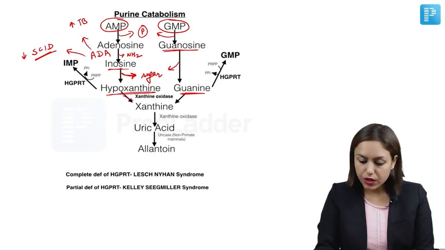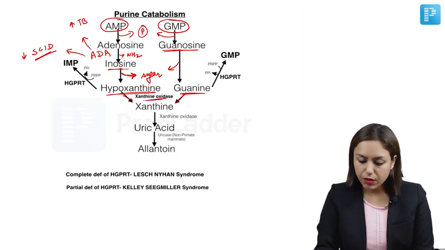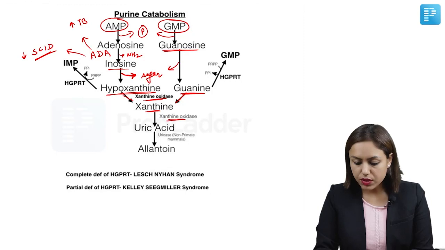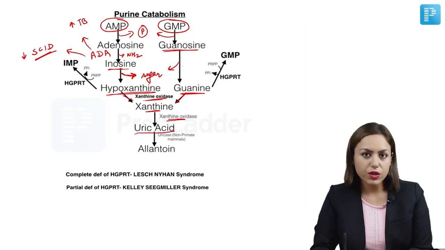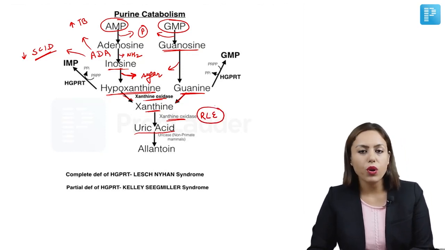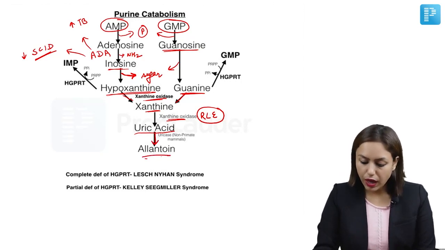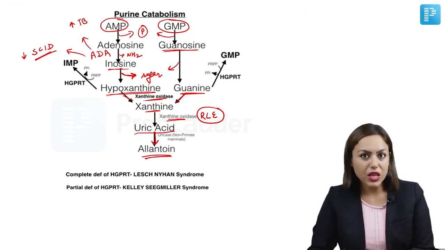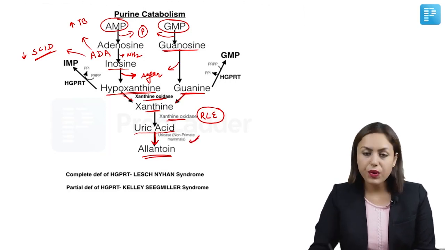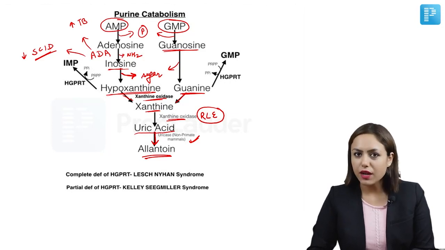Now both hypoxanthine and guanine are taken by enzyme xanthine oxidase, converting them to xanthine. Then again xanthine oxidase enzyme will convert them to uric acid, and this xanthine oxidase is the rate limiting enzyme of purine catabolic pathway, right? Now uric acid will be converted to allantoin by enzyme uricase in non-primate mammals, right? So this was catabolic pathway.